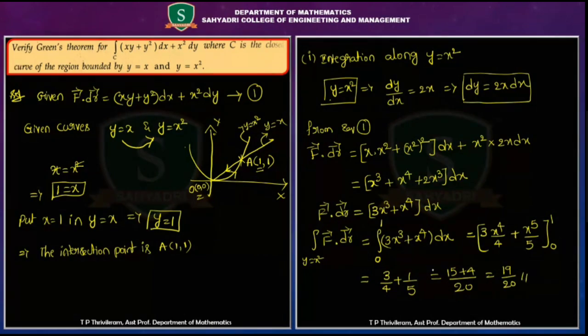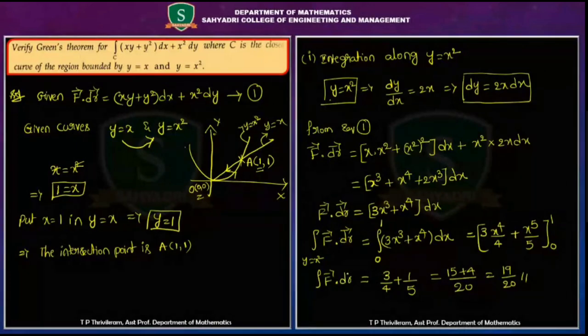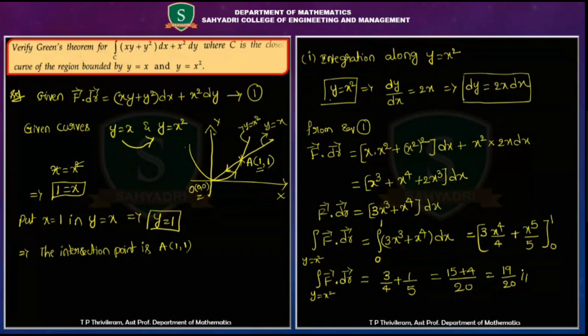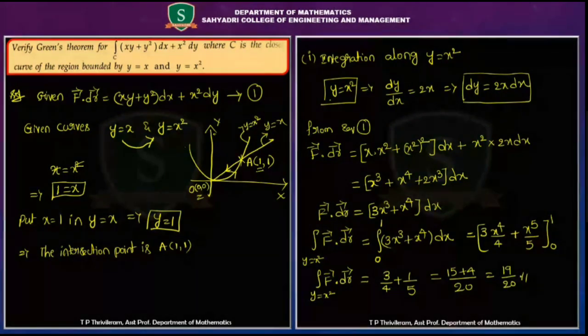Fine. So we got integral f dot dr over y equal to x square is 19 by 20. So make a note of it and take this equation as equation 2.